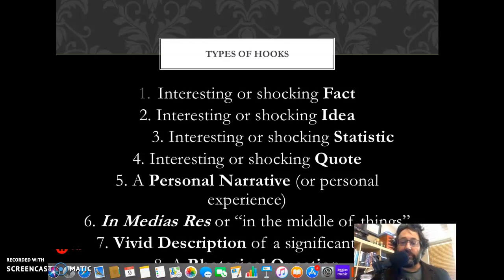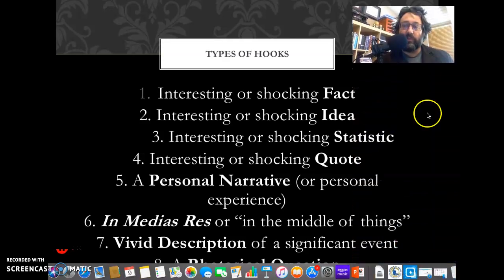Okay, so here we're continuing with hooks. Last time we looked at narrative hooks, and now we're going to look at hooks in general. This continues here on page 11. Let me move myself up here. We can more or less see what we need to see there.